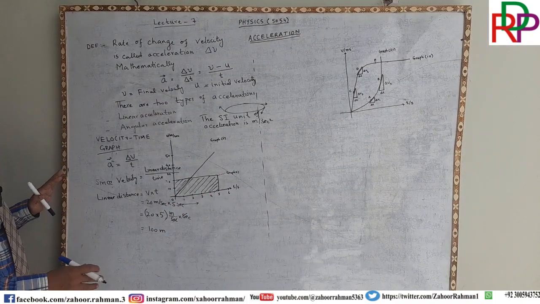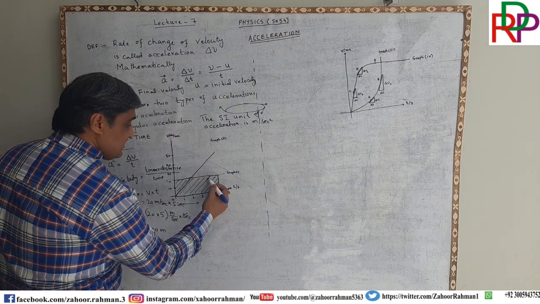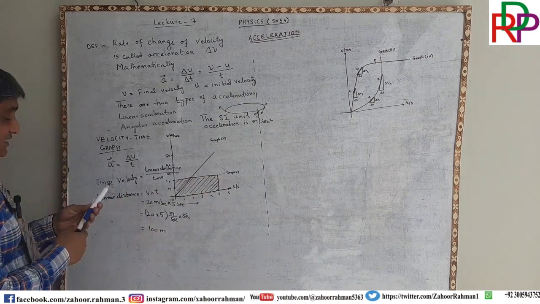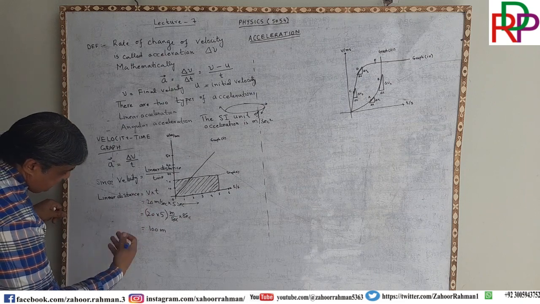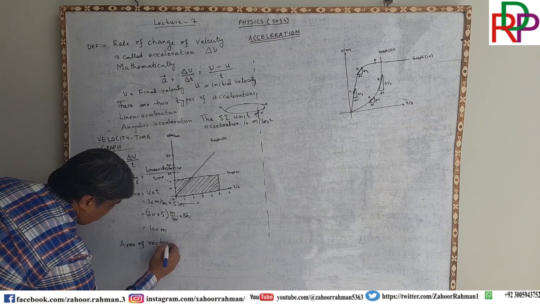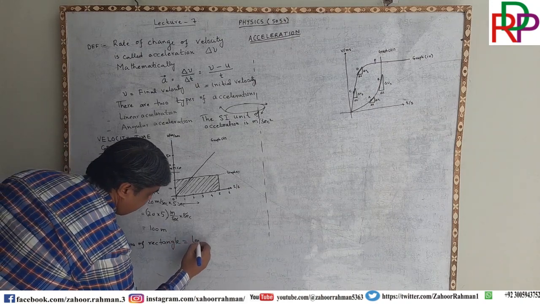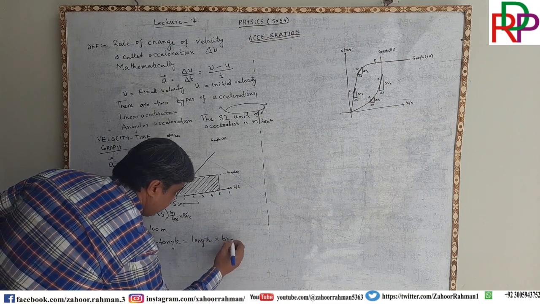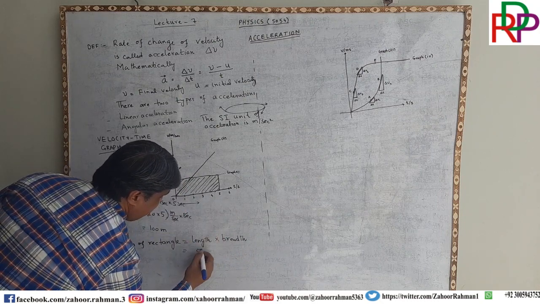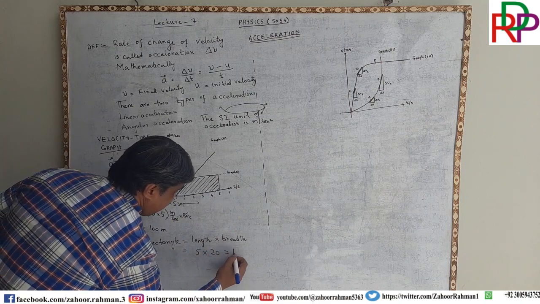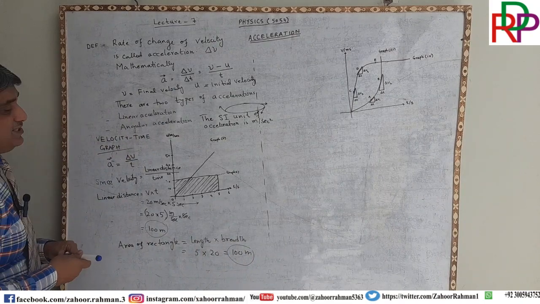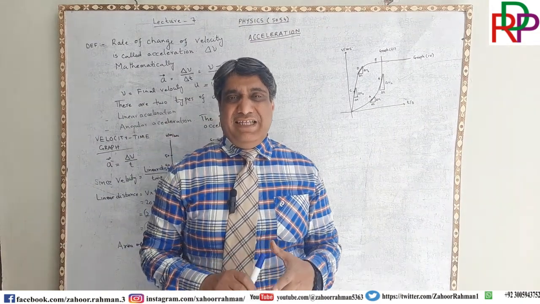Ladies and gentlemen, if we want to find the distance covered, we can also find it from the area under the graph, because this is a rectangle. So in the second way, the area of a rectangle is equal to length multiplied by breadth. Length is 5 and breadth is 20. So again it is 100 meter. In this case and in the other case, both the answers are the same. So in this way we can find the distance.